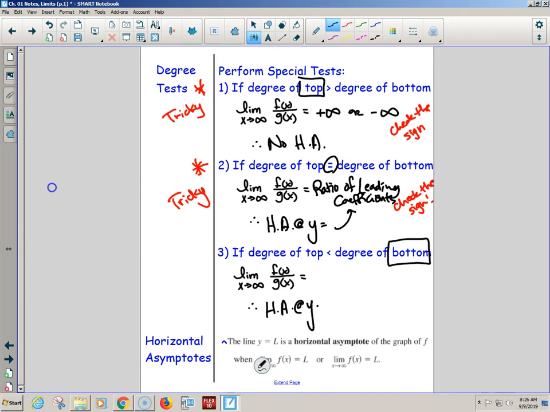But number 3, there is also going to be a horizontal asymptote, but it's going to be at 0, because whenever the bottom wins, that means he's going to keep dividing and dividing and eating away, and the whole rational function is going to head to 0 as I go to infinity. Nice thing is, no need to check the sign on that one. You're welcome. Why? What can I say? Positive or negative 0 is just 0.